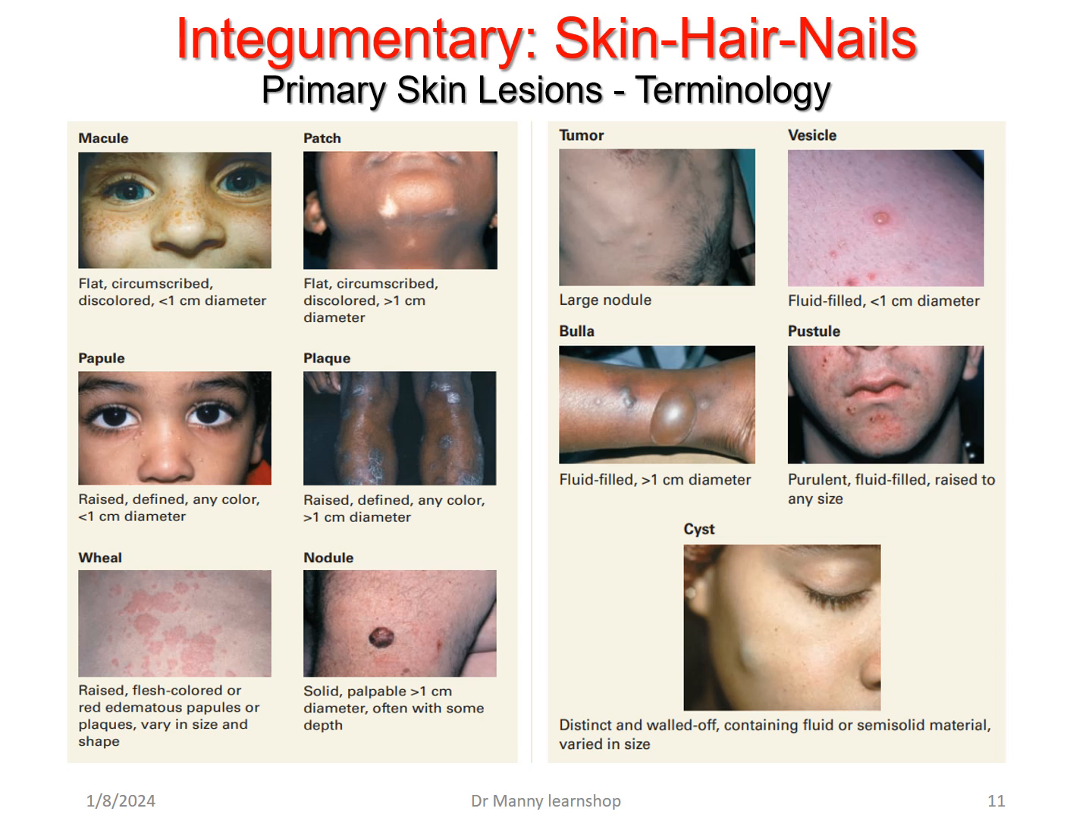Primary lesions of the skin could include macules, patches, papules, plaque, a wheal, a nodule, a tumour, a vesicle, bulla, a pustule, a cyst. And these we will review in other learn shops. But there's nothing to stop you from reviewing them now.